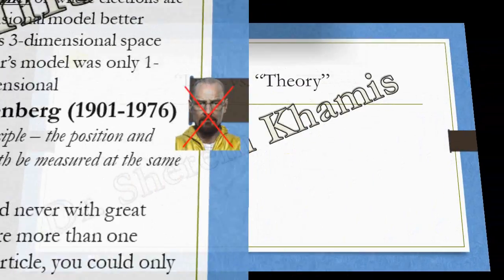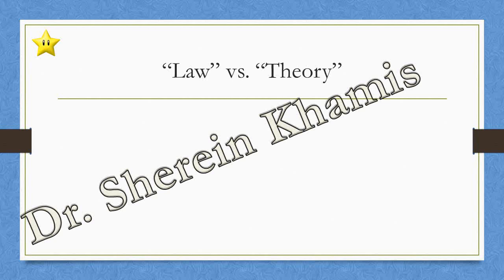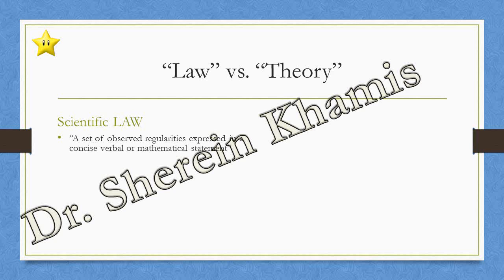Okay, so we want to make a comparison between some words that we use. What is the difference between law and theory? Okay, here we have scientific law, which means a set of observed regulations expressed in a concise verbal and or mathematical statement. We have here some conclusions depending on what we observed or what we took from the experiment. Okay, and also we put it as a statement.